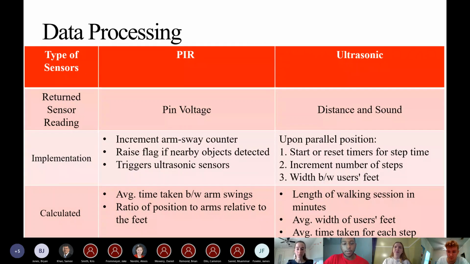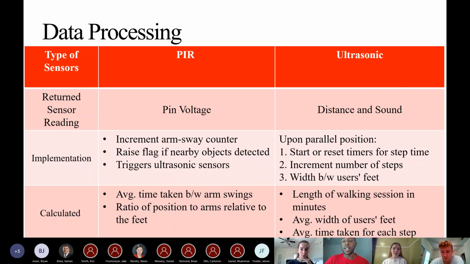So how are we going to get what we need from the sensors? This is where the data processing comes in. Let's first start off with the PIR. There's multiple implementations with reading the pin voltage high. The first one is incrementing the arm sway counter. When reading the appropriate leg is matched with the appropriate arm, which will increment the counter.